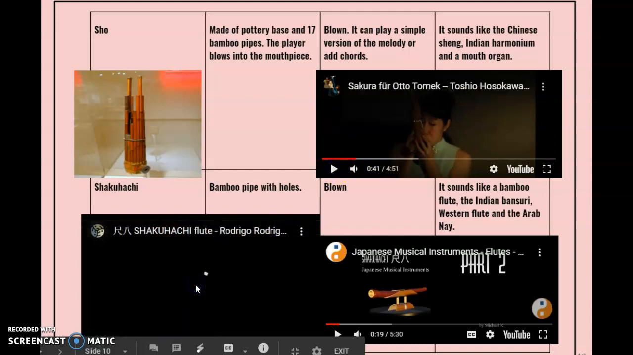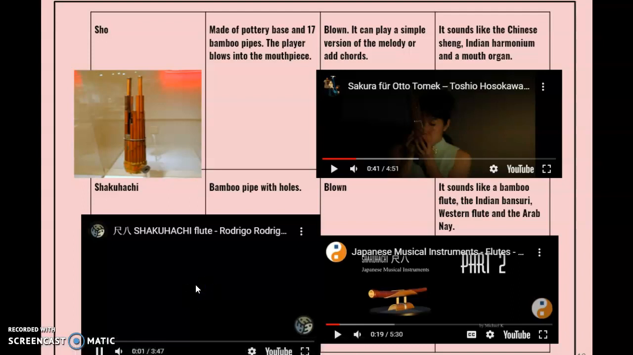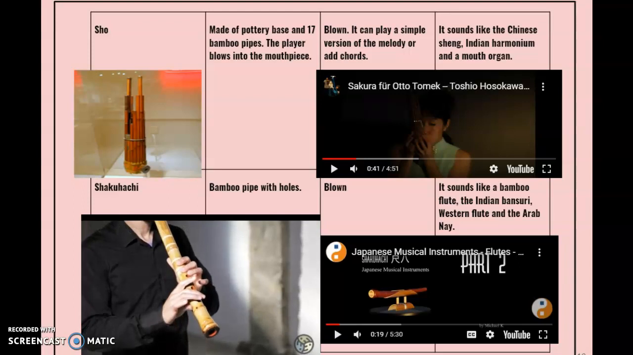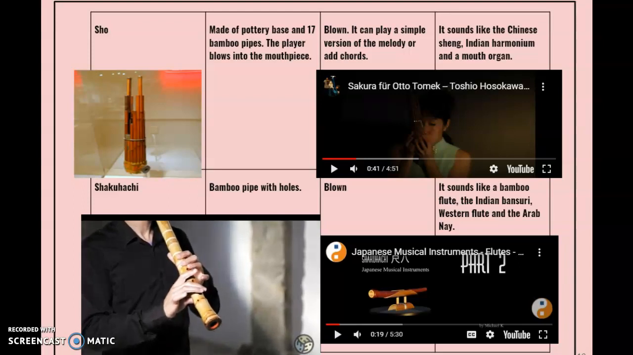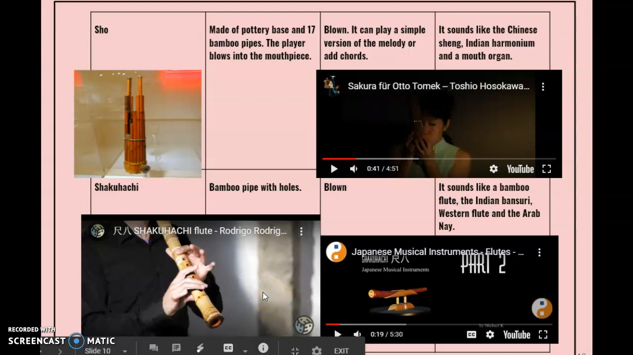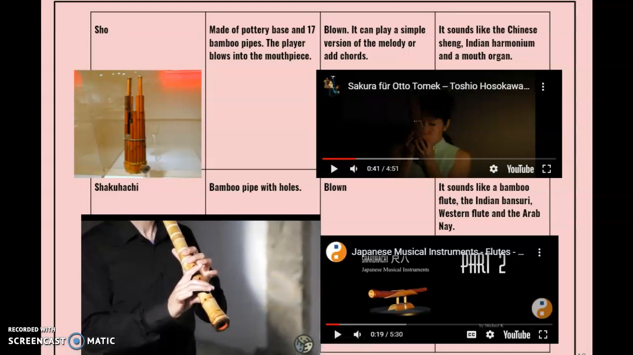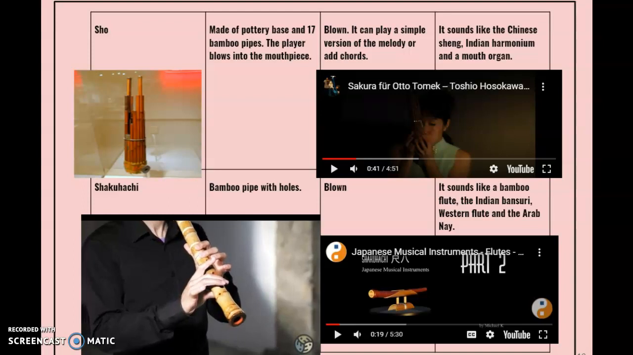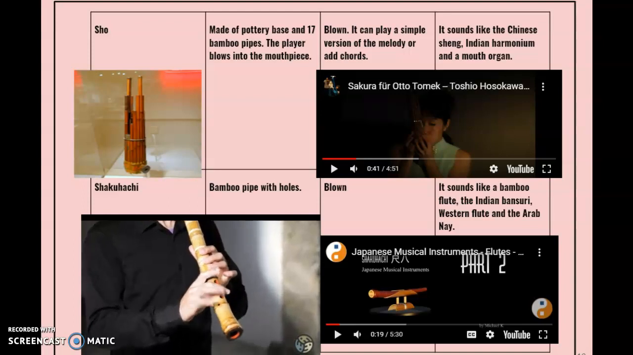And let's listen to the shakuhachi. And that's your bamboo flute with holes. You see, I play it like a recorder. It sounds like a bamboo flute, the Indian bansuri, the Western flute, and the Arab ney.